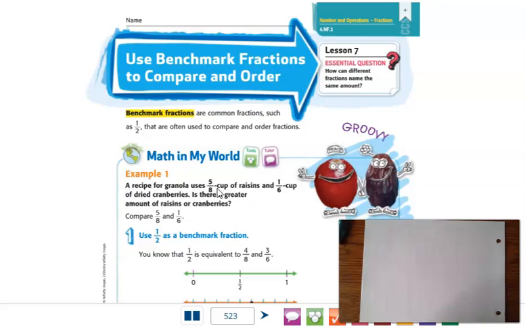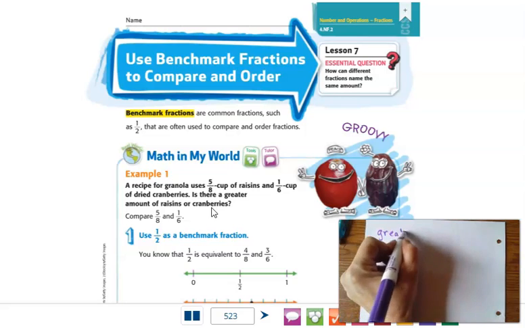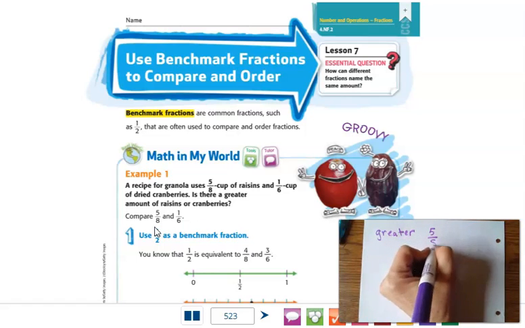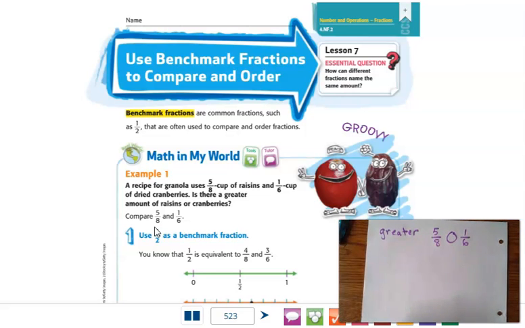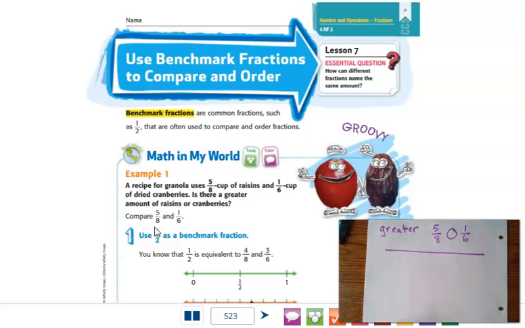Okay, a recipe for granola uses 5/8 a cup of raisins and 1/6 a cup of dried cranberries. Is there a greater amount of raisins or cranberries? Okay, so I need the greater amount, and I need to know whether that's raisins or cranberries. Okay, so I'm comparing 5/8 to 1/6. Okay, and instead of drawing my circles, I'm going to use a line graph.